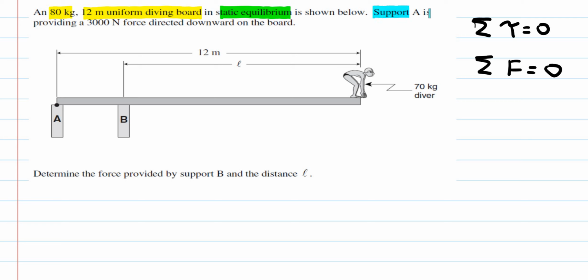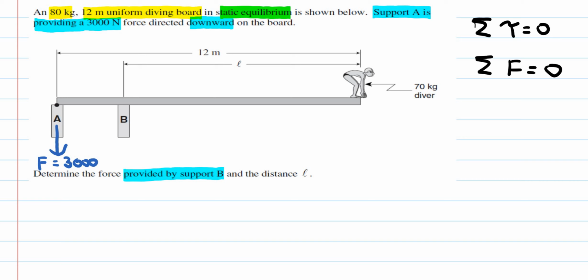It says that support A is providing a force of 3,000 newtons in the downwards direction. So if I look at support A, there's actually a force going in the downwards direction. I'll call that F, and this is equal to 3,000 newtons. Okay, and we want to find the force provided by support B and the distance L.